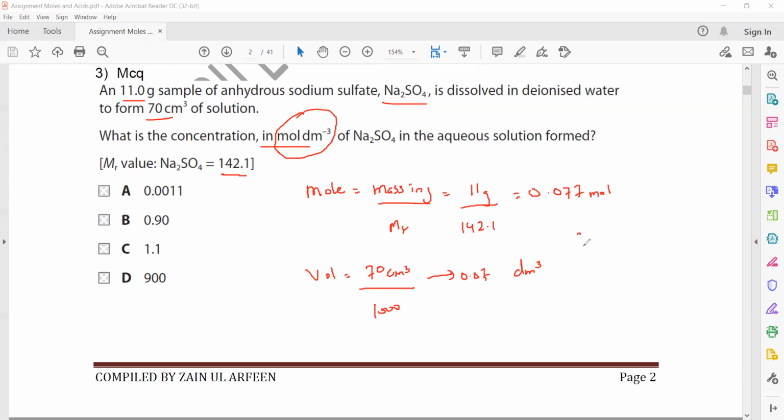So to get the concentration, we have moles and volume. Moles divided by volume will give the concentration. Moles are 0.077 and the volume is 0.07. So 0.077 divided by 0.07 is equal to 1.1 mole per dm cube. It matches with option C.